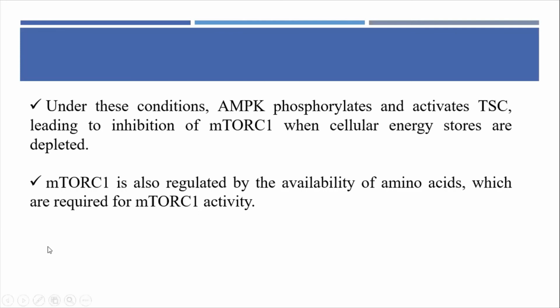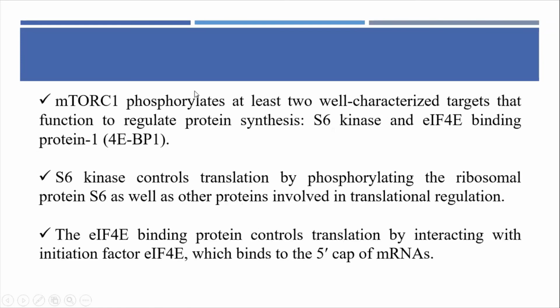Now, mTORC1 is also regulated by the amino acids availability, which are required for the mTORC1 activity. Okay. Now, mTORC1, when it is activated, it is going to phosphorylate at least two targets. What are those? S6 kinase and the EIF4E binding protein. Again, it is your initiation factor binding protein.